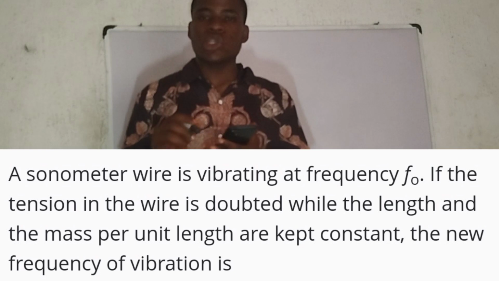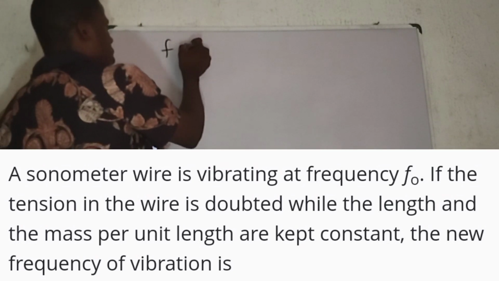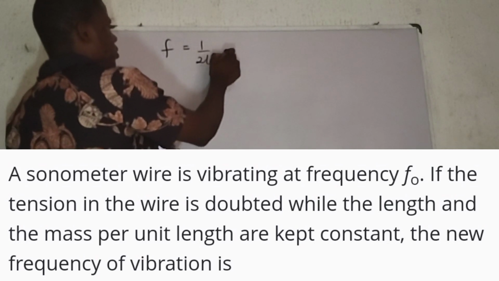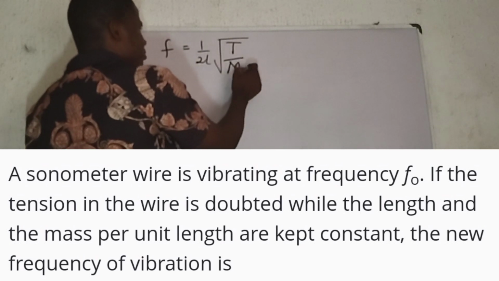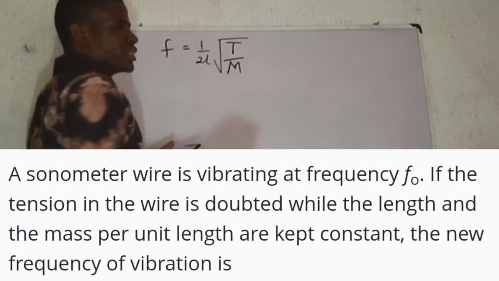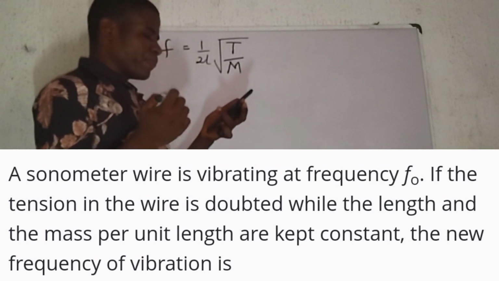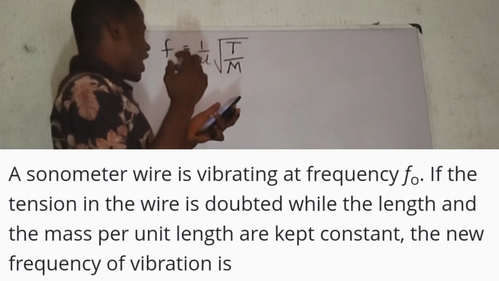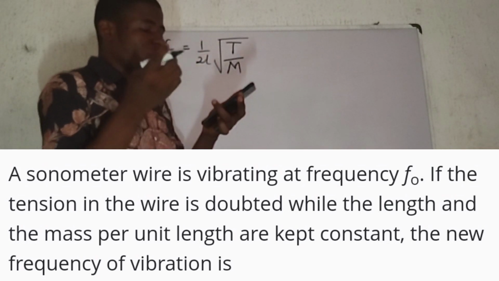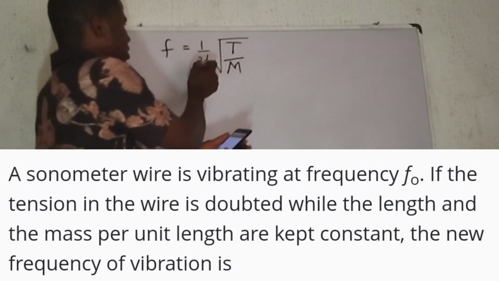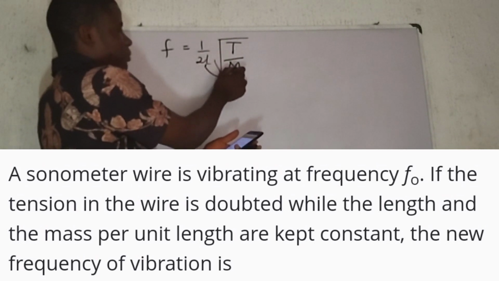The correlating equation here is: frequency of the wire equals 1 over 2L times the square root of tension T over capital M. This is not mass; this is mass per unit length, also known as linear density. If the tension in the wire is doubled, while the length and the mass per unit length are both kept constant.